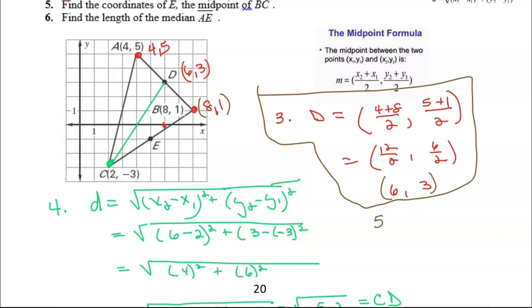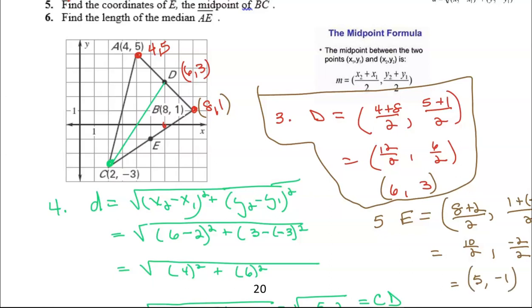And let's do 5 here. So I'm looking for E. So E equals, look at the midpoint formula. It's going to be 8 plus 2 over 2, comma, 1 plus a negative 3 over 2, comma. Okay, 8 plus 2 is 10, 10 over 2. 1 plus a negative 3 is a negative 2 over 2. So that's going to be 5 comma negative 1 is going to be E. So I'm getting 5 comma negative 1.